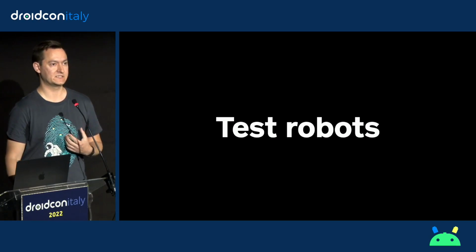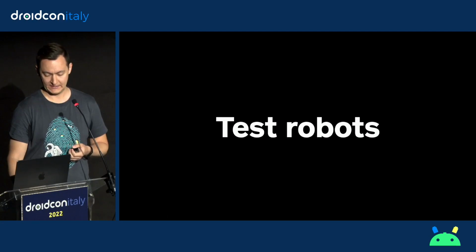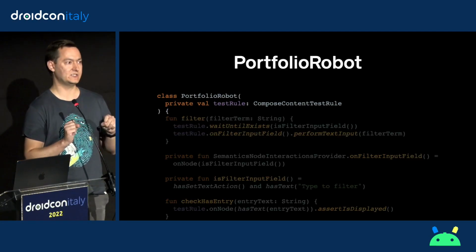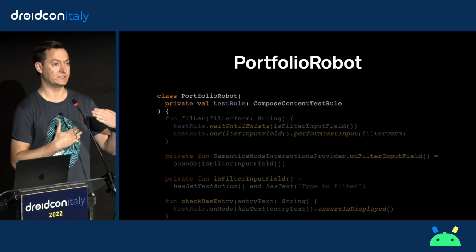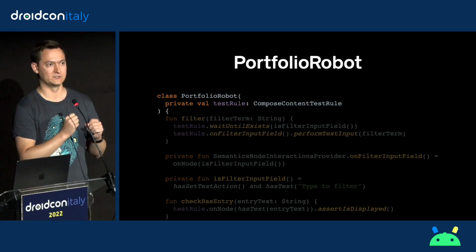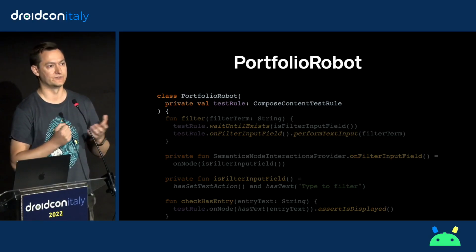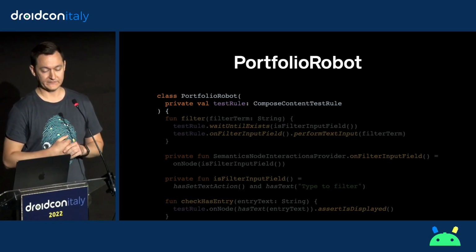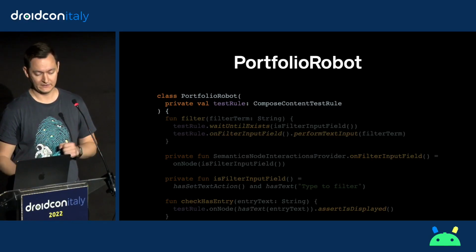But before we proceed with the test, let me tell you about a really nice technique that we use called test robots. A test robot is essentially a very descriptive DSL that you develop for a screen that allows your tests to look pretty nice and hides away all of the complexity and all of the Espresso APIs. So here's how we can define a robot for our portfolio screen.